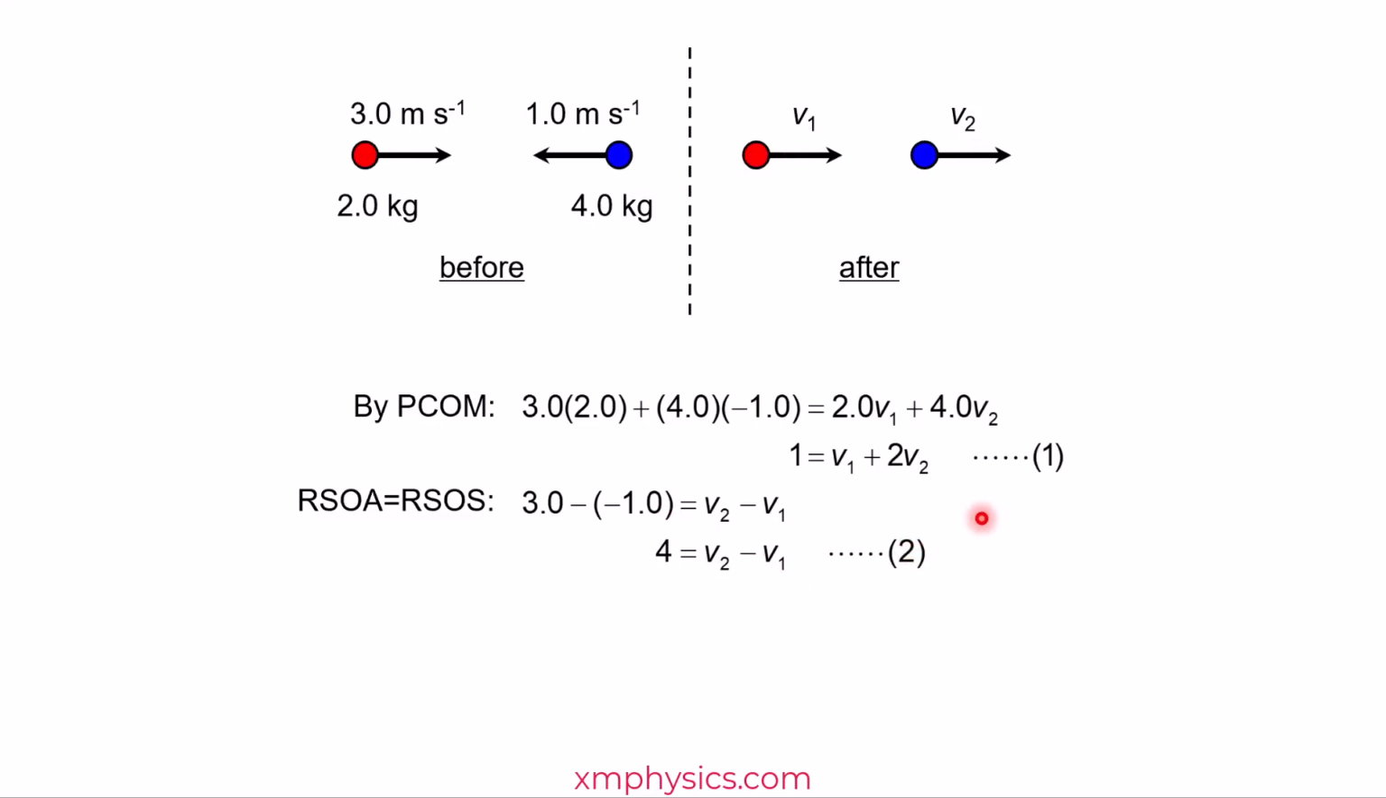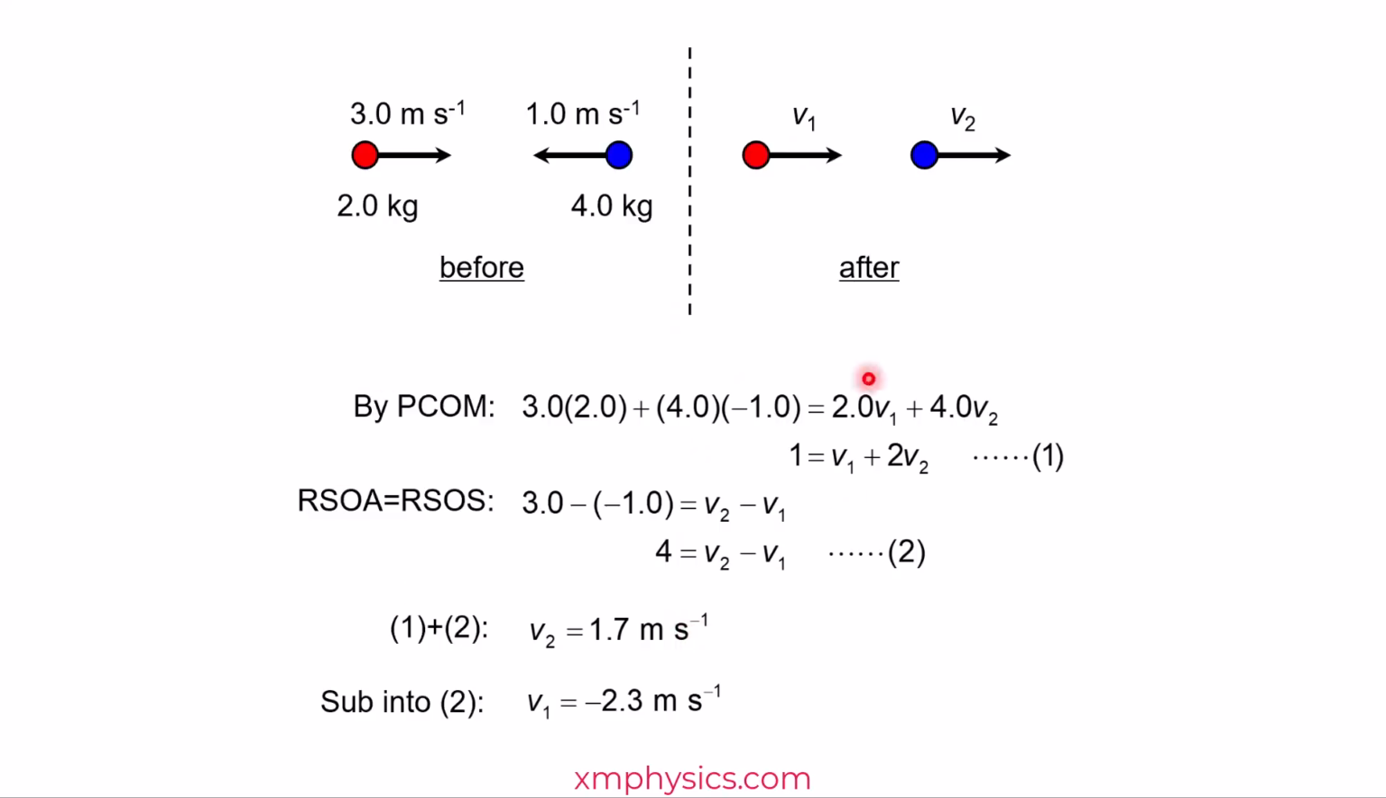So now we are going to add equation 1 to equation 2 so that V1 and -V1 cancel each other out. So we are left with 5 equals 3V2, which means V2 is 1.7 meters per second. And then we can sub this into equation 2, and then we get V1 to be -2.3 meters per second. So it turns out after the collision, the blue ball will be going rightward at 1.7 meters per second, and the red ball will be moving leftward at 2.3 meters per second.